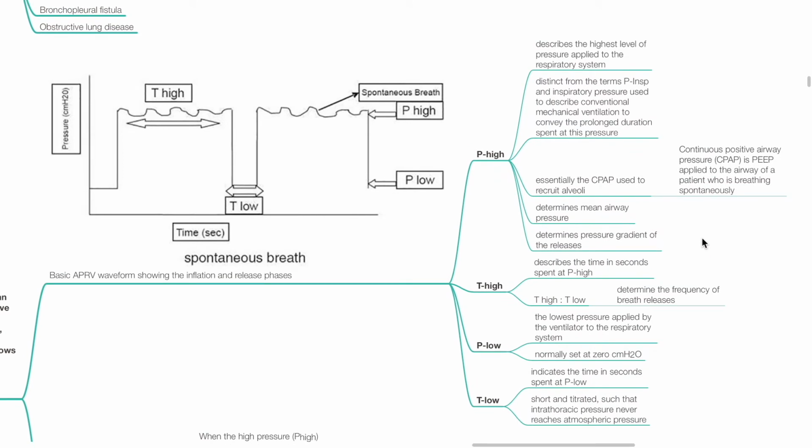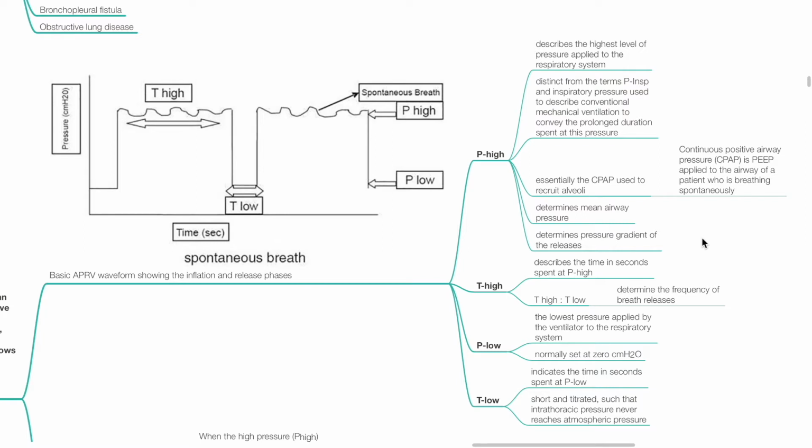P high describes the highest level of pressure applied to the respiratory system. It is distinct from terms such as inspiratory pressure used to describe conventional mechanical ventilation to convey the prolonged duration spent at this pressure. It is essentially the CPAP used to recruit alveoli. CPAP is PEEP applied to the airway of a patient who is breathing spontaneously.